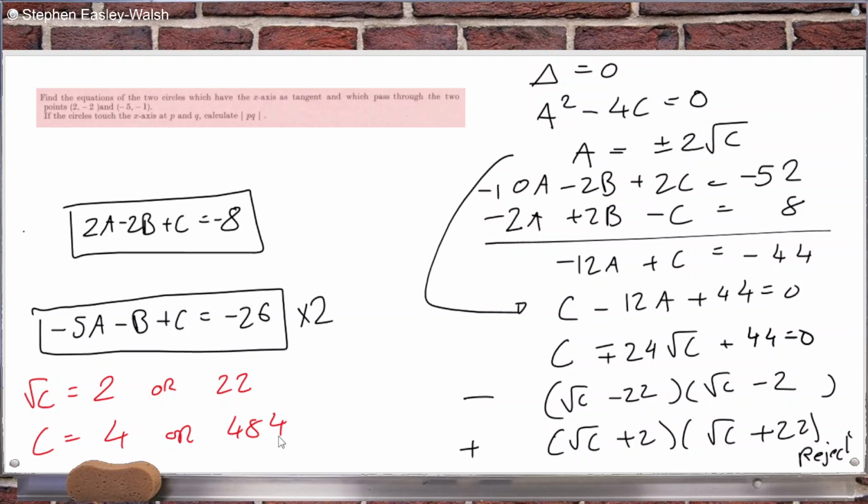Okay, so I have two possibilities for c. I know not to take the second answer, so I'll just delete the plus minus there, just take the plus one, which will correspond with the first one here. So I'll have the a as well. So a is equal to 2 root c, so that's 4 and 44.